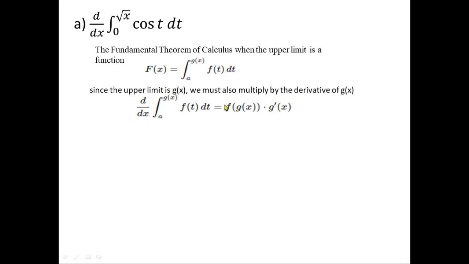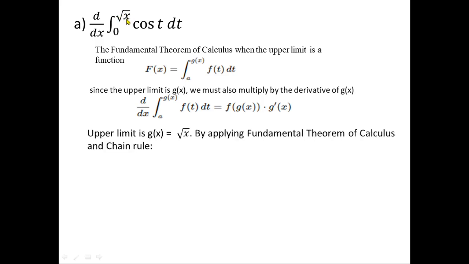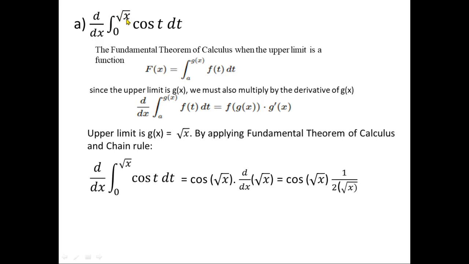This can also be applied if the lower limit is a function and the upper limit is a constant. Then you have to put the minus. This fundamental theorem of calculus also applies when the lower limit is a function and the upper limit is also a function. In this problem, the lower limit is 0, that is a constant, not only 0 but some constant. Here the lower limit is a constant and the upper limit is some function of x. Then how do we find the solution of this problem?